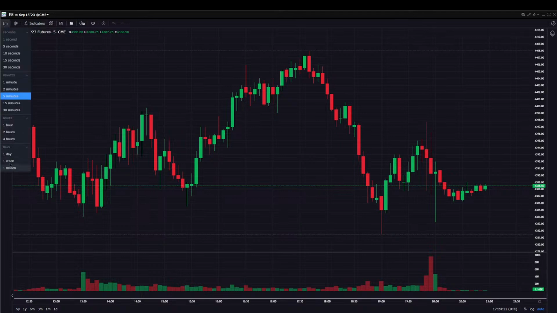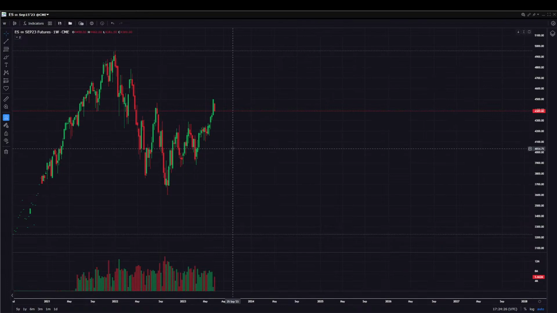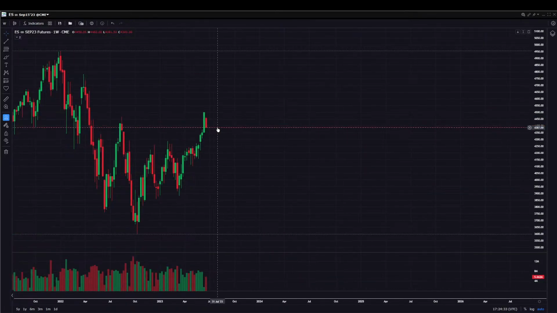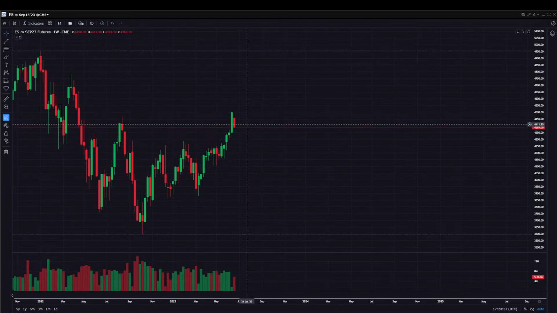So I'm pretty much going to start my prep like I always do. Look on the weekly time frame, give me a good sense of what happened. So we did get a pretty strong selling weekly candle.